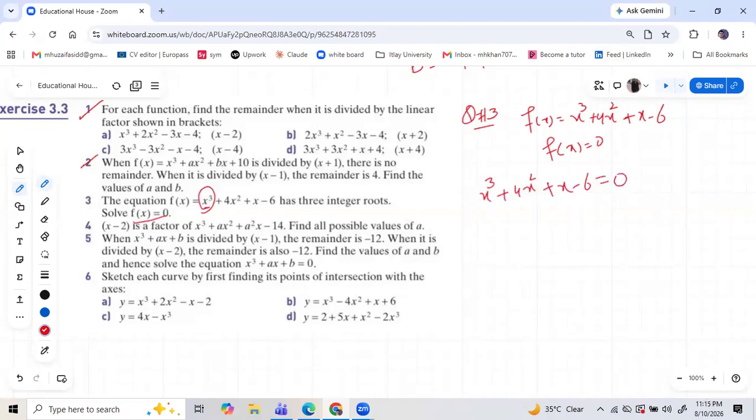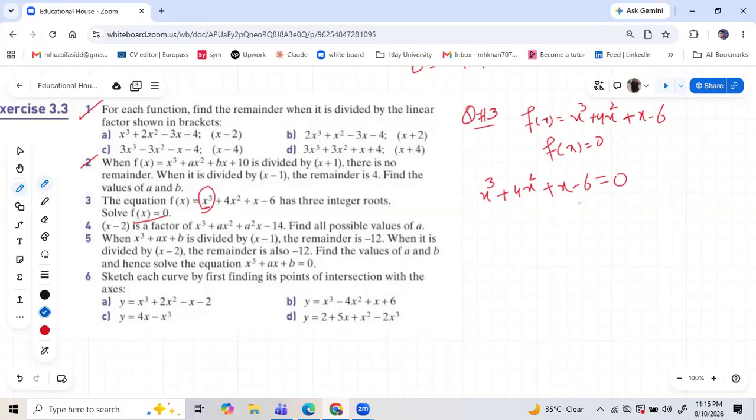Why am I assigning it equal to 0? Can you give me the answer, CK? It's because f of x equals 0, sir. Yeah, because you want to find the three integer roots, so you're solving for f of x equals 0. Yes, very nice.